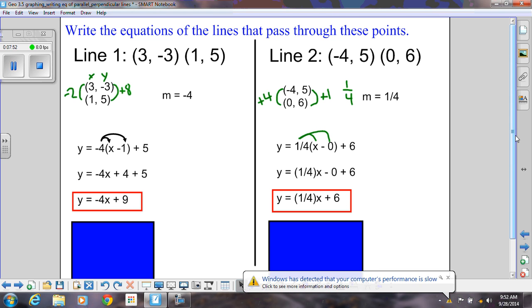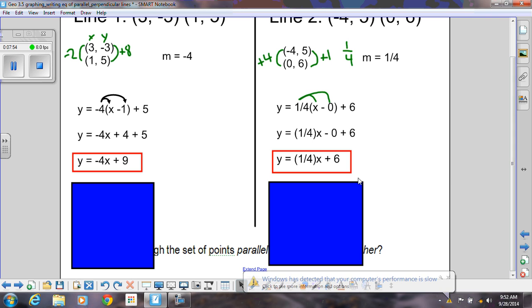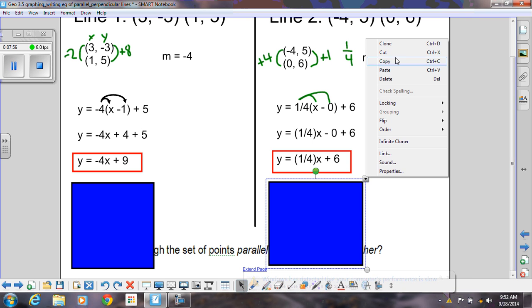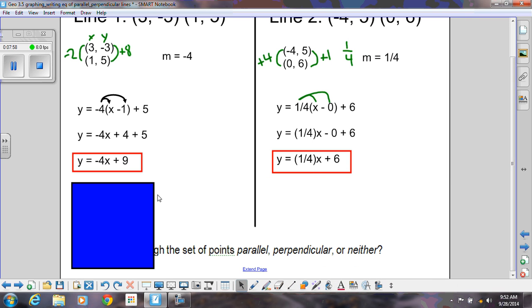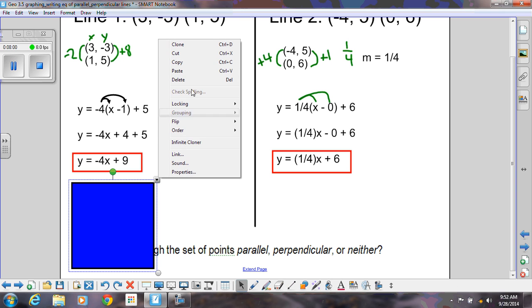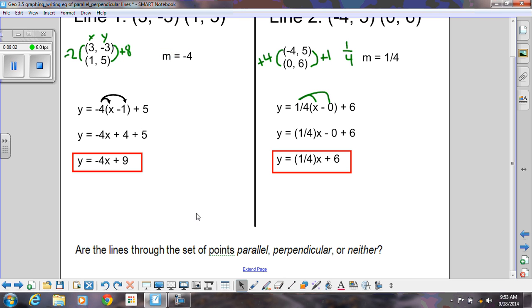Now, what I want to do is compare these lines. If we look at these equations, I want you to notice their slopes. This has a slope of -4. This has a slope of 1/4. So we need to determine, are the lines for these sets of points parallel, perpendicular, or neither?